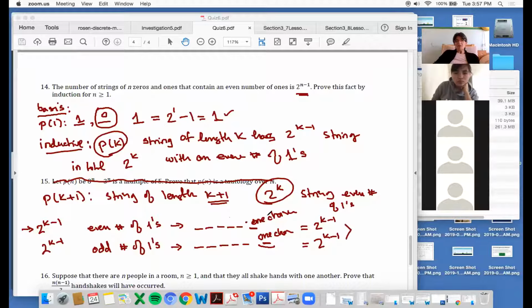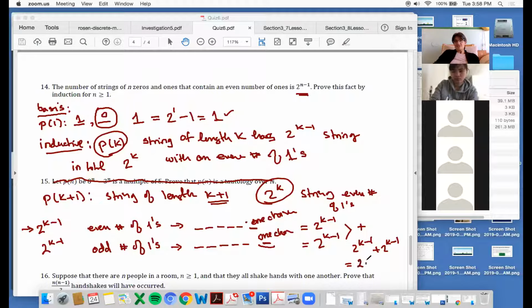Now, both of these are even. So I have 2 to the k minus 1 strings of length k plus 1 that have an even number of ones from the original even ones, and then 2 to the k minus 1 choices for these strings of length k plus 1 that were made even from the original odd ones. So if I add these together, 2 to the k minus 1 plus 2 to the k minus 1 gives me what?